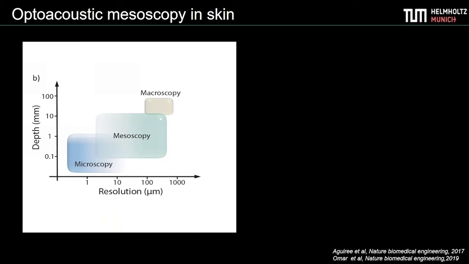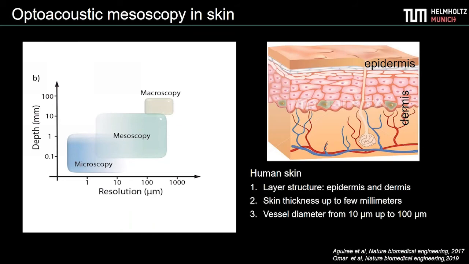But between microscopy and macroscopy, we define a region called mesoscopy. This modality can achieve a resolution in the range of tens of micron and penetration depths from a few millimeter up to a centimeter range, depending on the wavelength. So this is very suitable for imaging the human skin, because human skin contains a layered structure. It has an epidermis and dermis, and also deeper the muscle layer. And also the skin thickness varies from several millimeter up to the centimeter range, depending on the location.